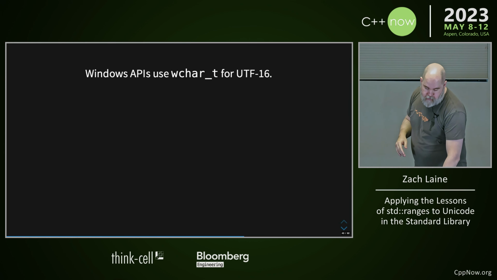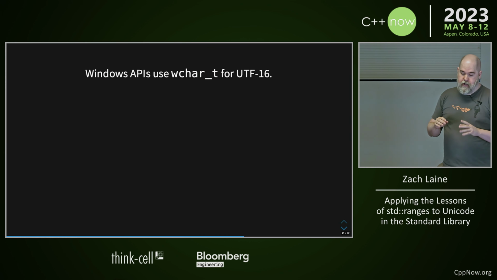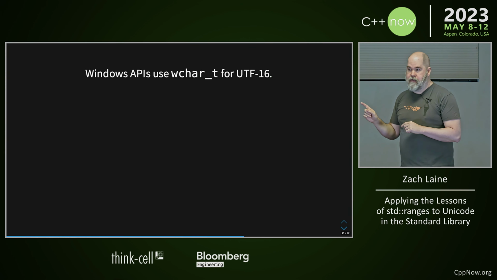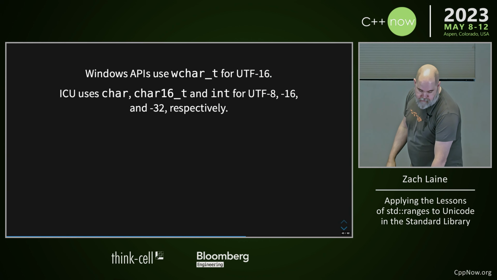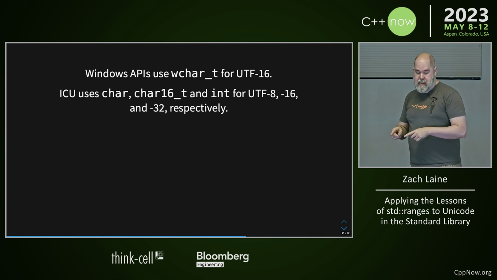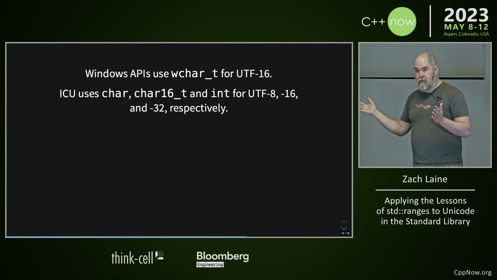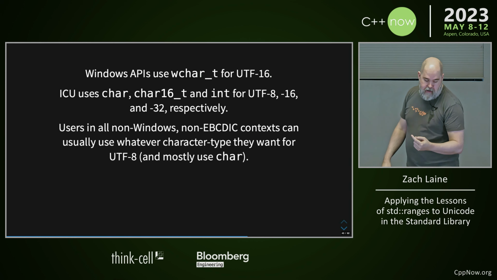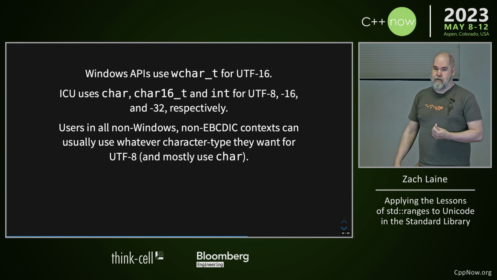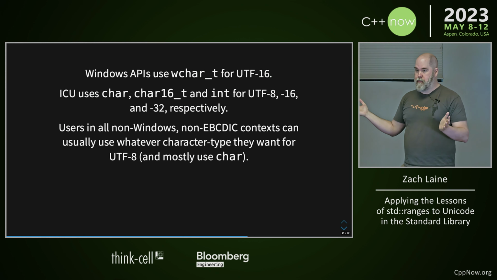And there are some things to keep in mind here. On Windows, you've got wchar_t, and that's UTF-16. Of course, wchar_t is also UTF-32 everywhere else. You've got ICU, which uses char, char16_t, and int. I don't know why, for the UTF-8, 16, and 32 code units specifically, respectively. You've also got non-Windows, non-EBCDIC users who are basically using char for UTF-8 everywhere, right? Because it's the standard everywhere except for IBM mainframes and Windows, that I can tell.